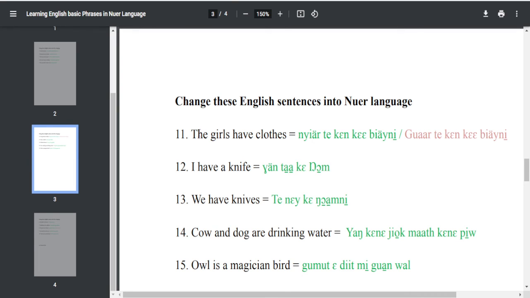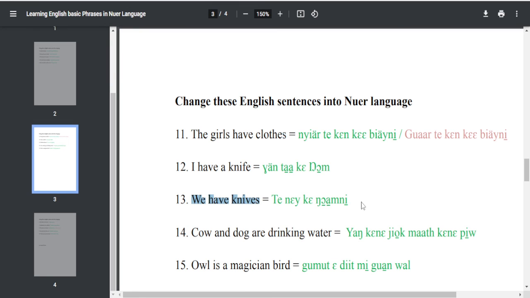We are going to change these English sentences into Nuer language, starting from 11 up to 15. The girls have clothes. Nyiär taken ke biäyni. I have a knife. Hen ta kongom. We have knives.